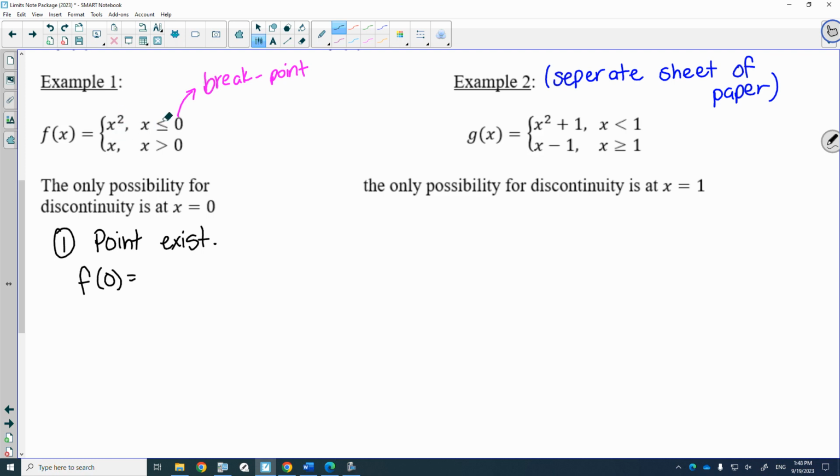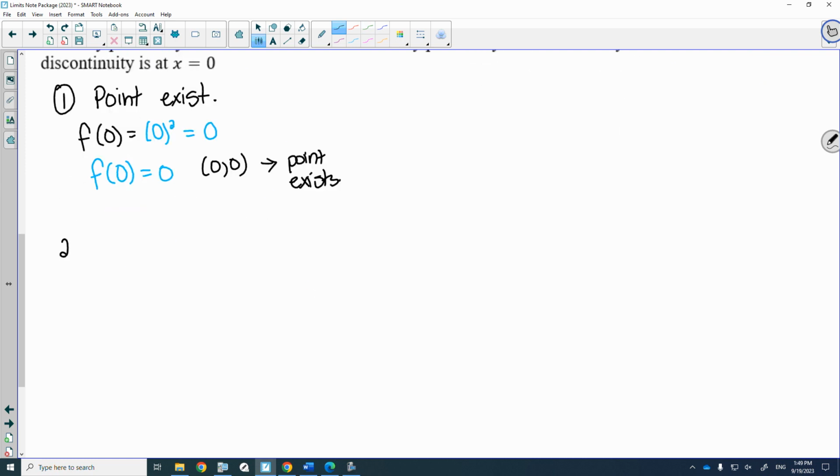The first one is less than or equal to 0. This one is greater than 0. So which is the only function I could plug 0 into? The top function, because of this less than or equal to 0. So I'm going to plug my point into this first function. f of 0 is going to be 0 squared, and that is equal to 0. So f of 0 equals 0. That's a point on the graph, (0, 0). The point exists.